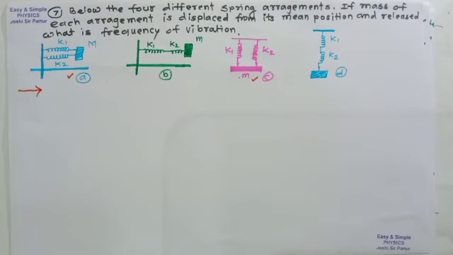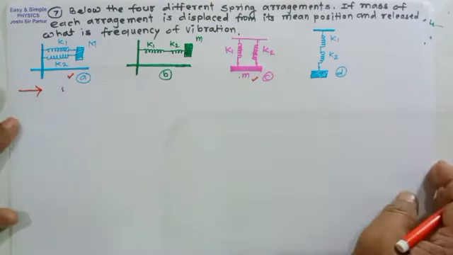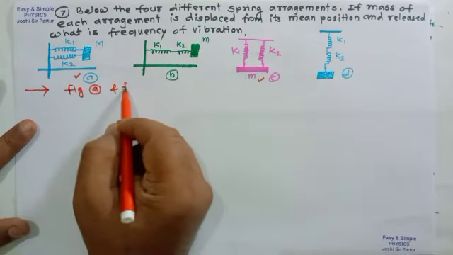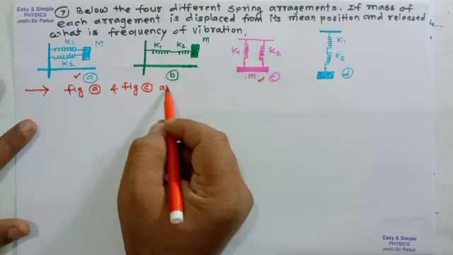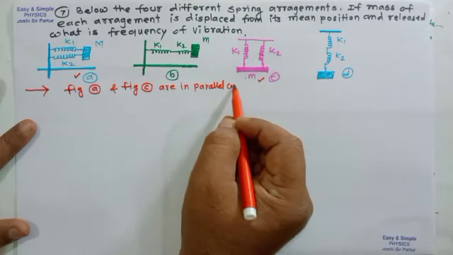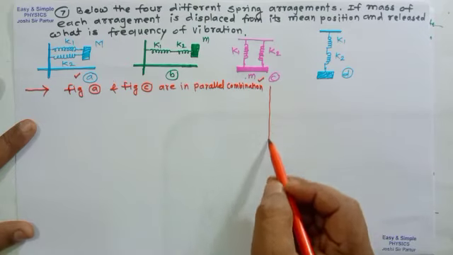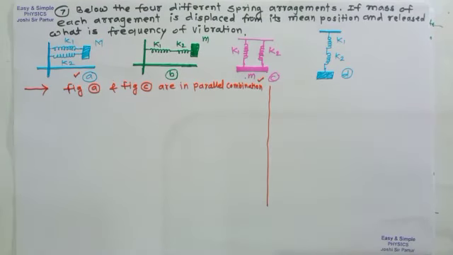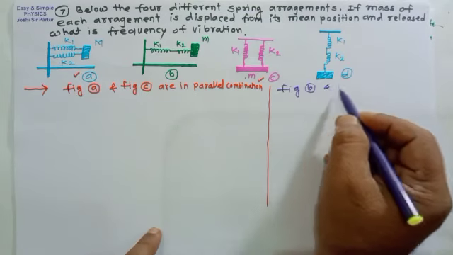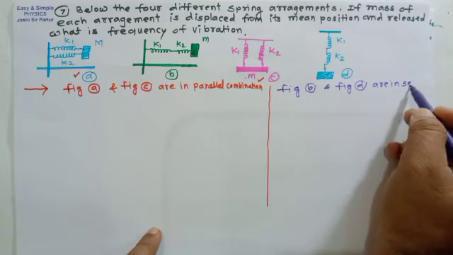The 2 springs are connected in parallel. So we can write that figure A and figure C are in parallel combination, whereas figure B and figure D are in series combination.